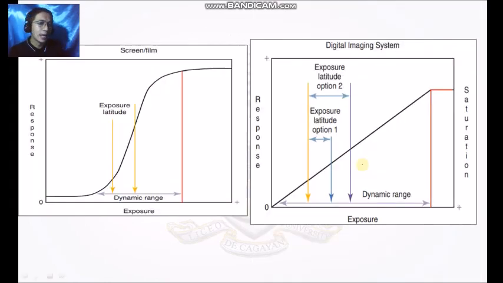Again, that is because of the wide latitude of our digital imaging system. The wider the latitude, the better. That is one of the best features, especially in digital imaging systems. When it comes to screen film, the narrower the latitude, the better the contrast resolution. So their rationales are almost opposite.